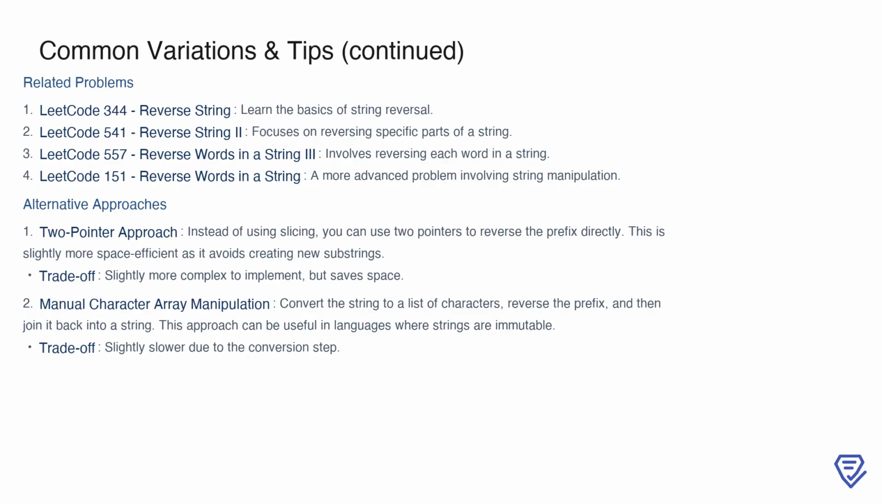As for alternative approaches, one option is the two-pointer technique. Instead of slicing, you can reverse the prefix directly by swapping characters from both ends of the substring, which avoids creating additional substrings and saves space. However, this method can be slightly more complex to implement. Another approach is manually manipulating the string as a character array. Convert the string to a list, reverse the prefix, and then rejoin it. This is particularly useful in languages where strings are immutable, but it introduces a slight overhead due to the conversion process.